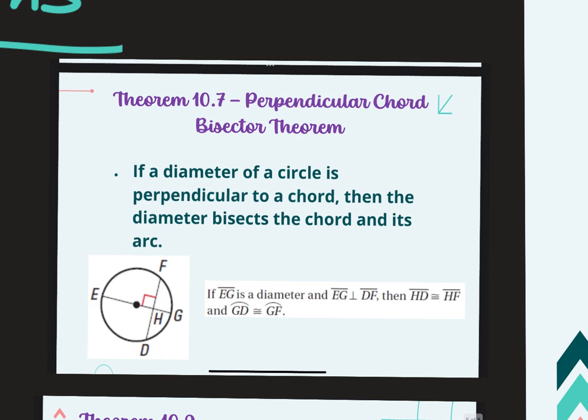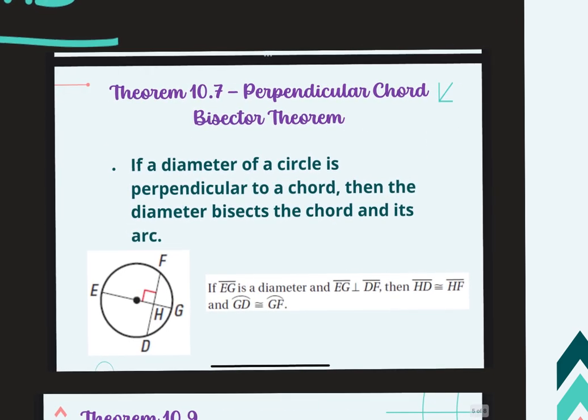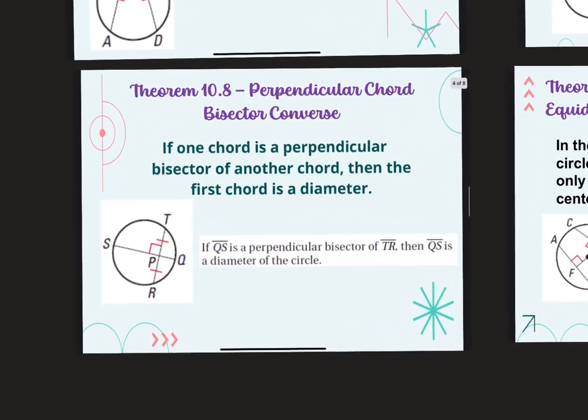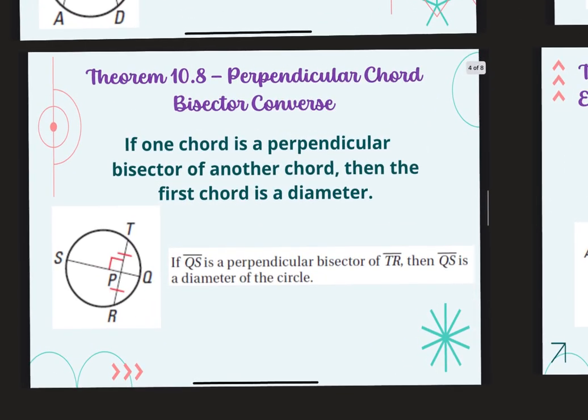Then you had the perpendicular chord bisector theorem, which said that if the diameter of a circle is perpendicular to a chord, then the diameter bisects the chord and its arc, which means it cuts the chord into 2 congruent parts and its arc into 2 congruent parts. Then there was the converse to that, which said if one chord is the perpendicular bisector of another, then the first chord is the diameter. So if I have the right angle and the congruency marks on the chord, then I would know in this case SQ is the diameter.